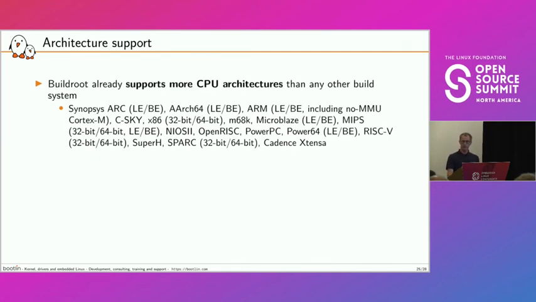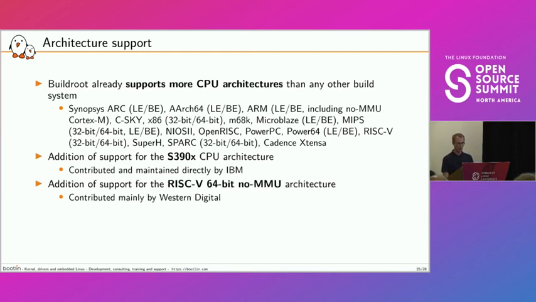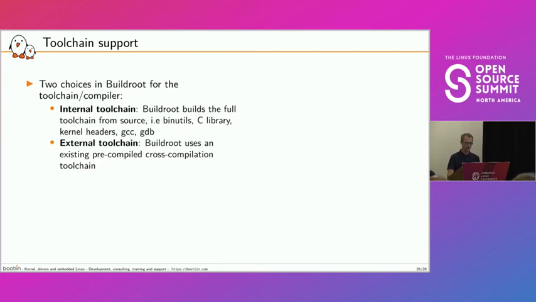On the architecture support, we support many, many CPU architectures, probably more than any other build system, at least that I know of. We've added support for S390. Yeah, that's pretty crazy. Not really embedded, but people at IBM contributed that. They use Buildroot for some of their work. And we've added support for RISC-V 64-bit NoMMU. So we already had RISC-V support, but NoMMU support came in. And we recently dropped NDS32 because that got dropped from the Linux kernel, so we kind of followed that as well.